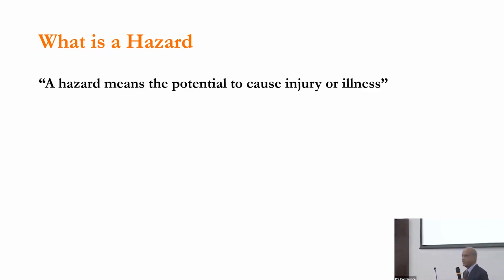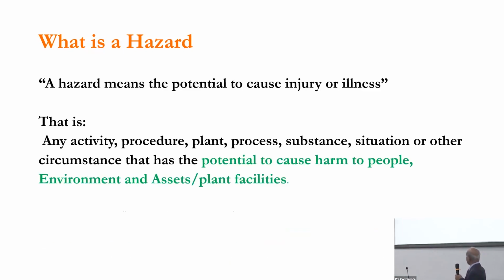These are small things. But whatever actions we do, they have the potential to cause harm or illness. This is what we have to look at. What is it we are doing? Is it going to cause us harm, or is it going to cause us long-term illness? That is why any activity, procedure, plan, process, substance, situation, or other circumstance that has the potential to cause harm to people, the environment, the plant or facility is what is called a hazard. This is the definition of that.